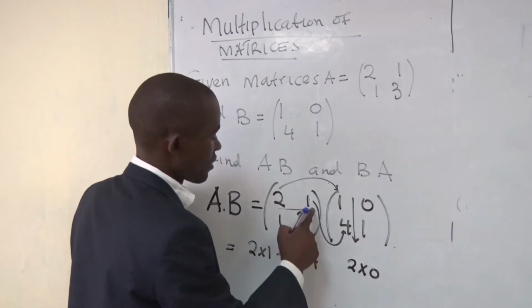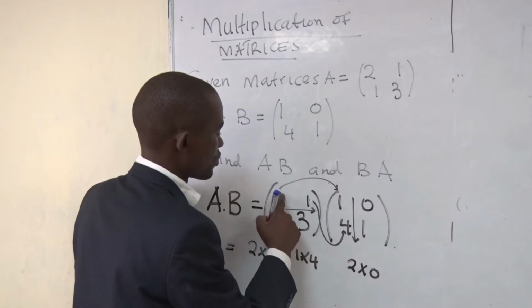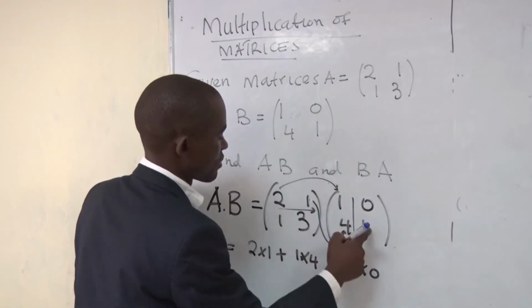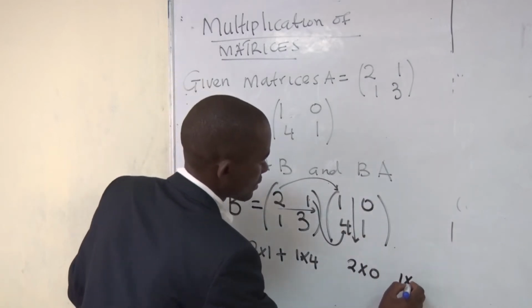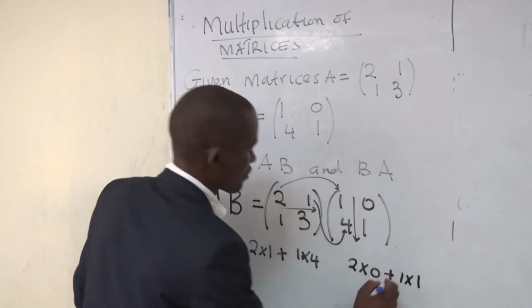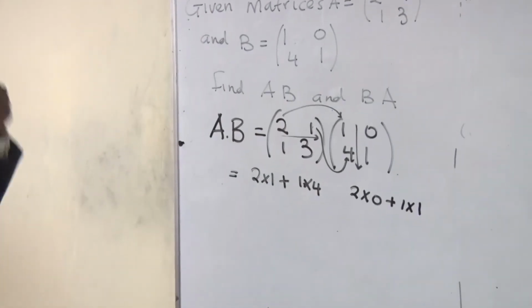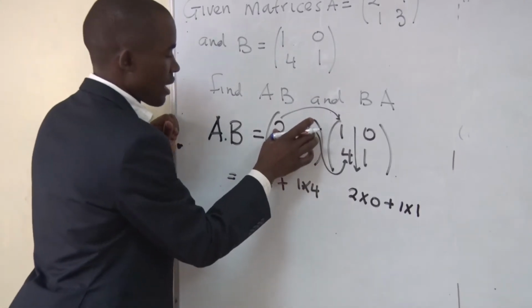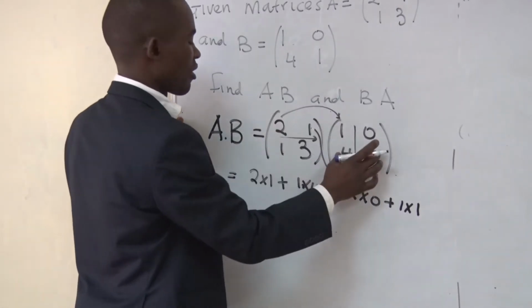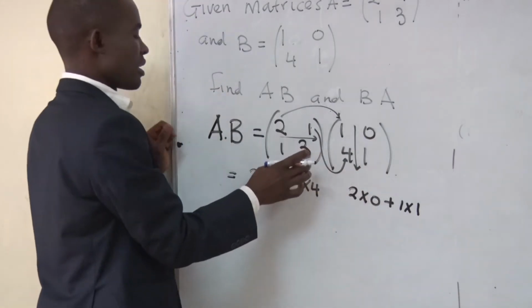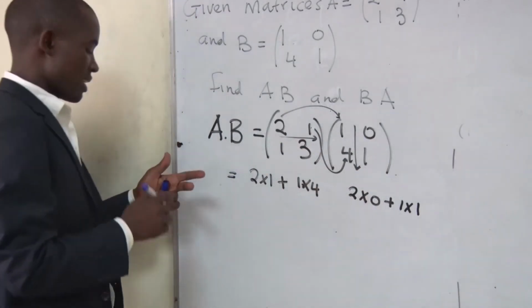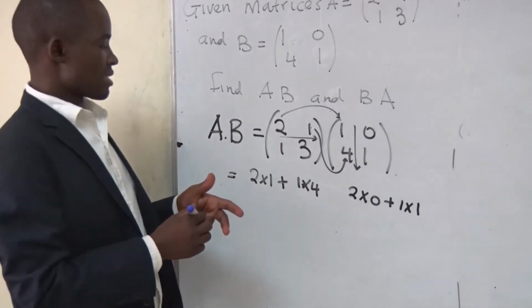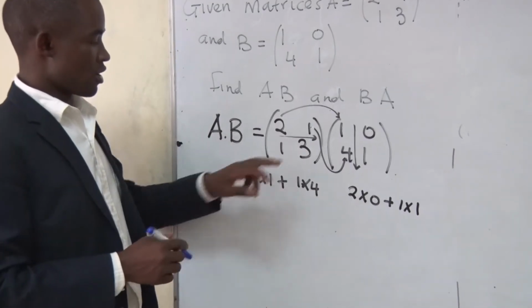Then I will have 1 times 1, 2 times 0, 1 times 1, 1 times 1. Remember, there has to be a plus in between them. So I'm now done with the first row. I've used the first row on all the columns. I will now go to procedure 2, which said I'm repeating the first step but using the second row.